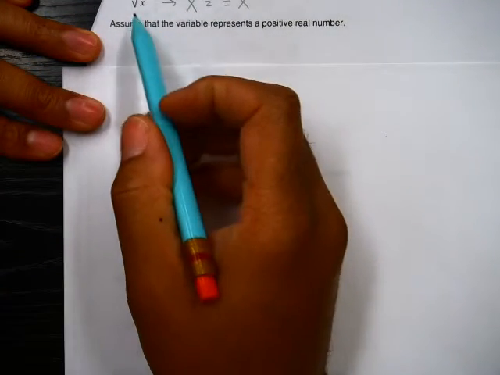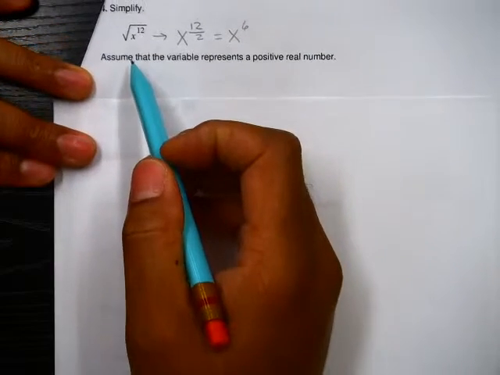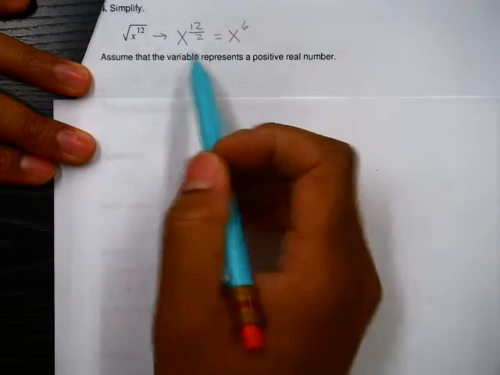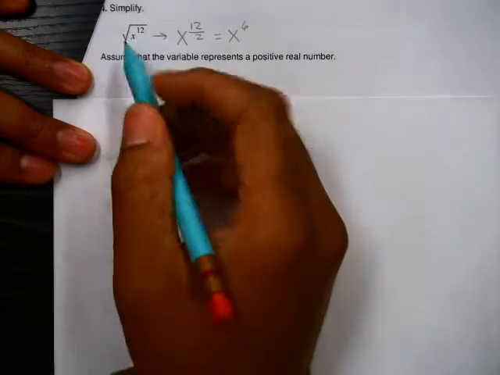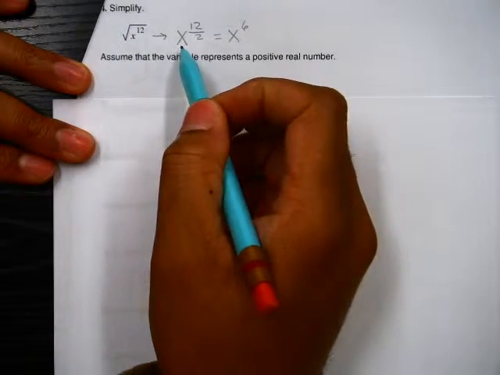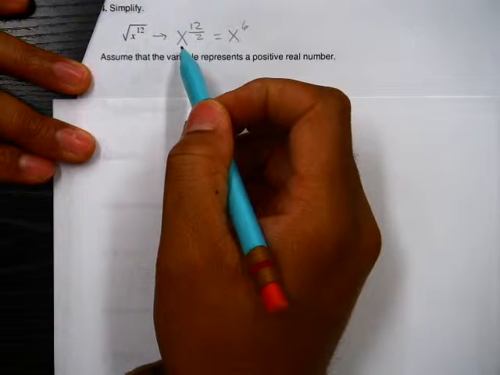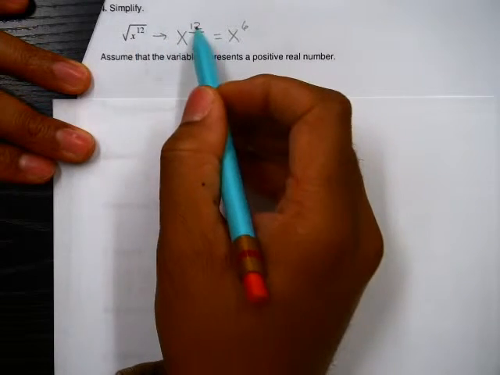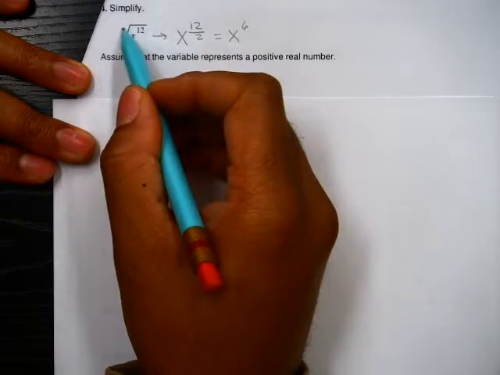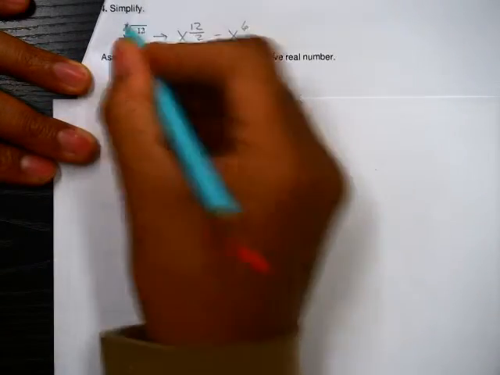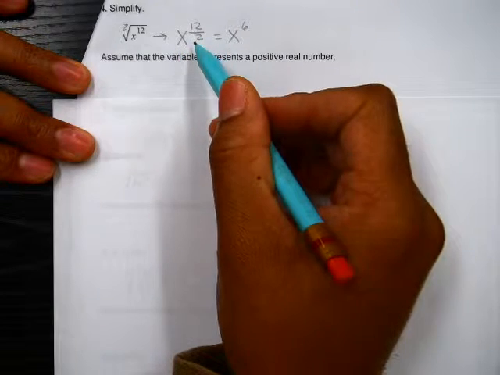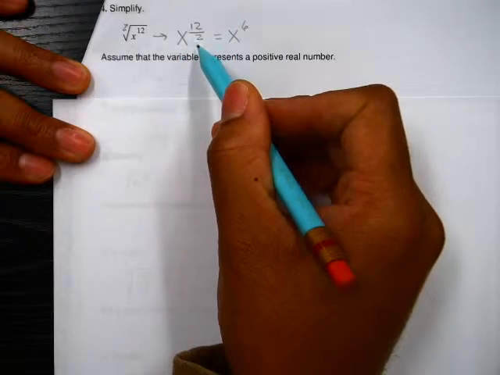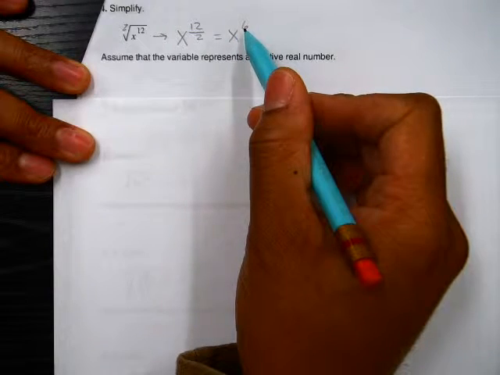For number 4, we want to simplify the square root of x to the 12th power. With variables, one thing that you can do is rewrite this as a fractional exponent. Whatever your power is goes at the top, and whatever your root is goes at the bottom. Remember, if there's no number there, it's understood to be 2. So this is x to the 12 over 2, and we can work out 12 over 2, and that would be x to the 6th power.